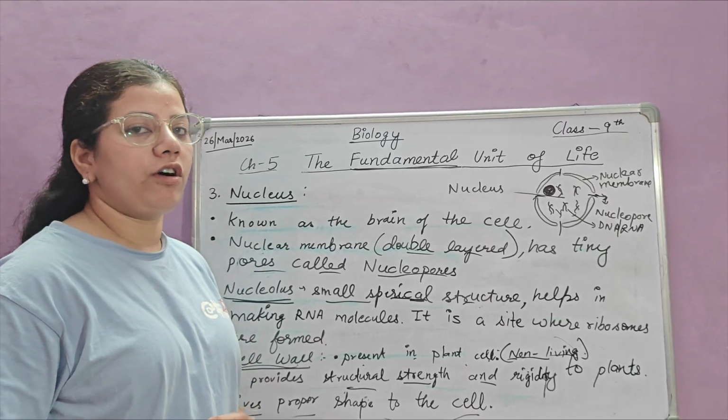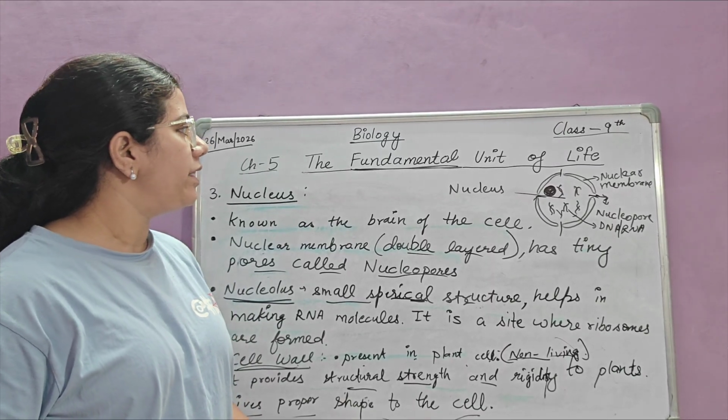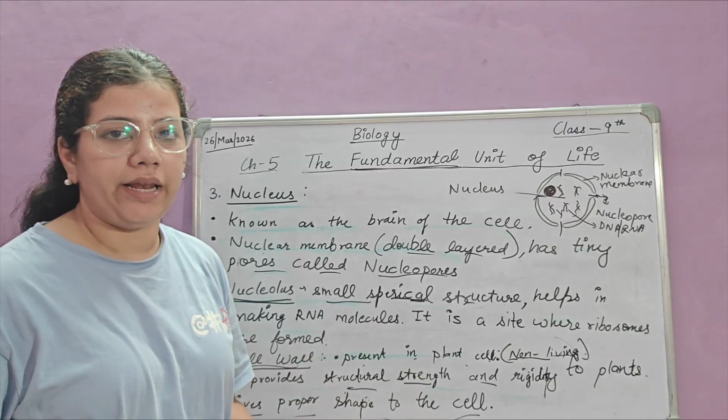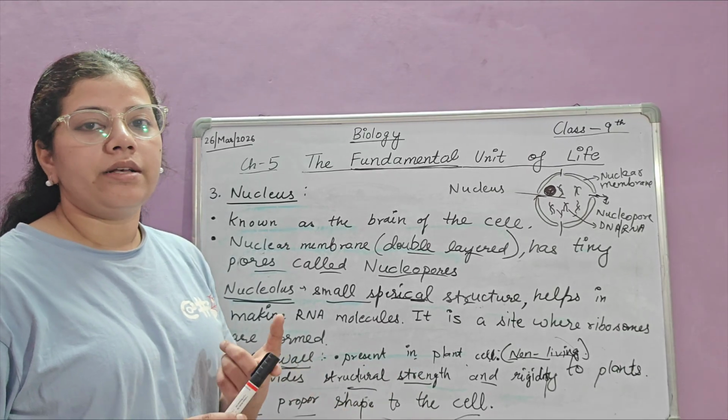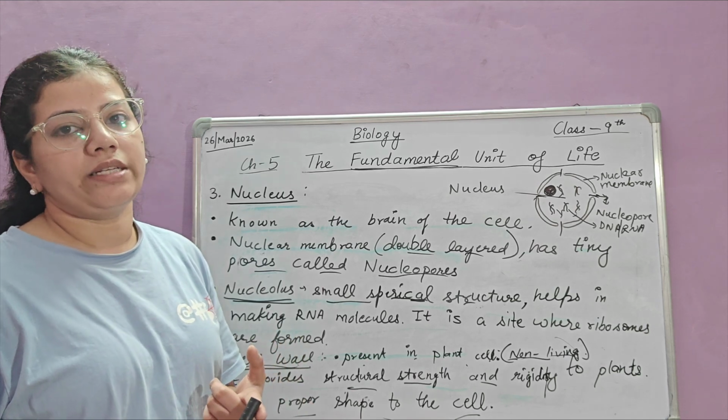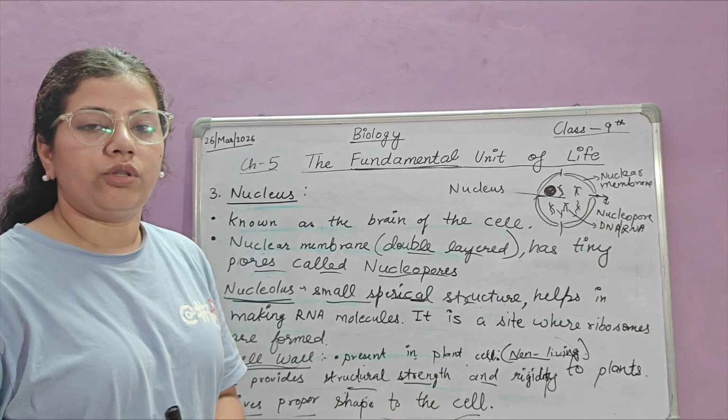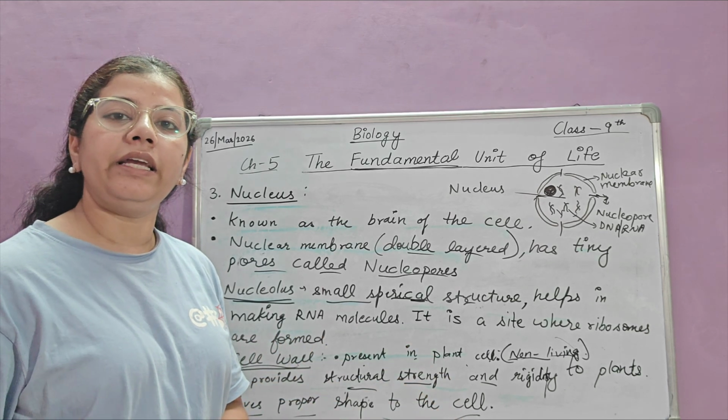So thank you everyone for watching the video. Today we discussed the cell, what cell organelles are, and the most important components of the cell, that are the cytoplasm, plasma membrane, nucleus, and the cell wall in the plant cell. So that's all for today. We will study more later.